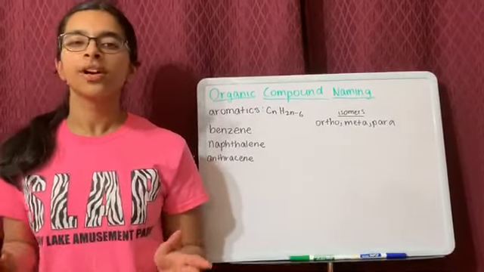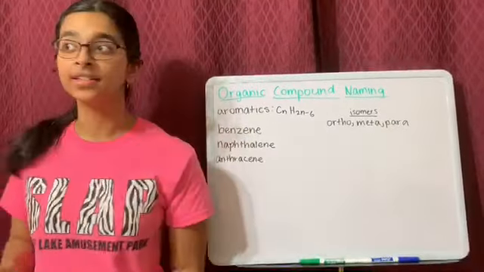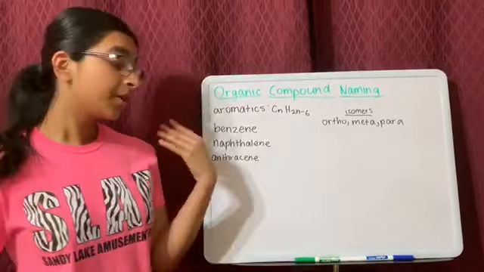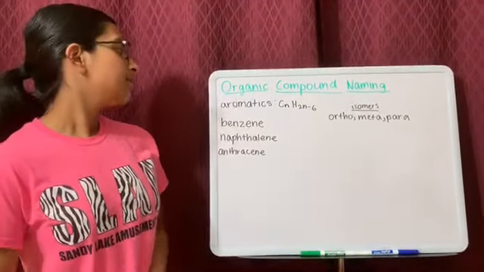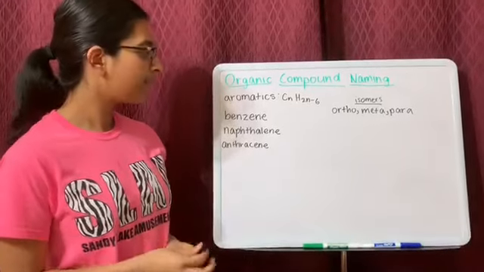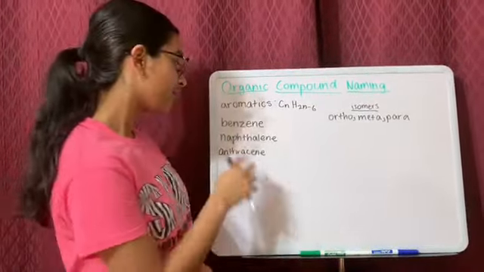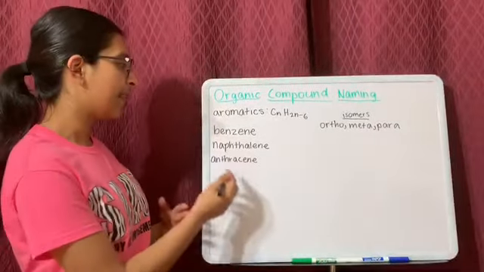So there are some more complex ring structures we can look at, and those are going to be called the aromatics. And they're called that because they do have aromas. And their generic formula is going to be CnH2n-6. And the simplest form of an aromatic is benzene. And when you have 2 benzene rings attached together, that's going to be called a naphthalene. And when you have 3 of them attached together, that is an anthracene.